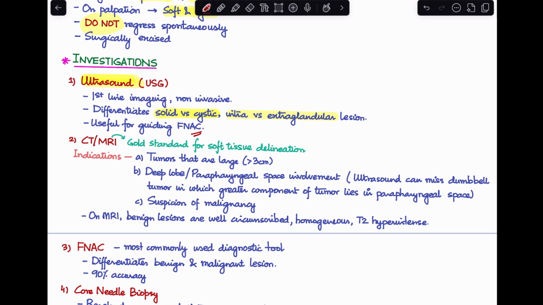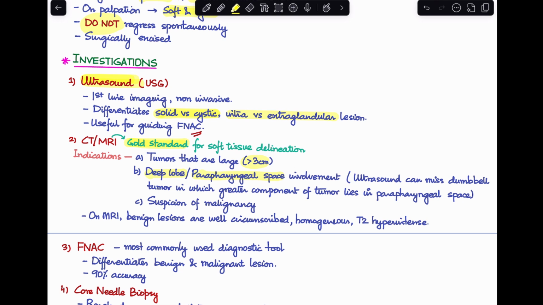There are some scenarios where we do perform CT scan or an MRI. Amongst these both, MRI is actually the gold standard in cases of soft tissue delineation. Now, in which cases will we do a CT scan or the MRI? Usually, we do not do it as a routine for all benign cases. So, the indications over here would be first of all, if the tumor is very large, meaning more than 3 centimeter. Second, if we see that there is a deep lobe or a parapharyngeal space involvement.